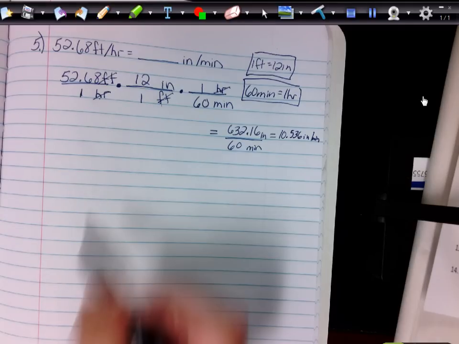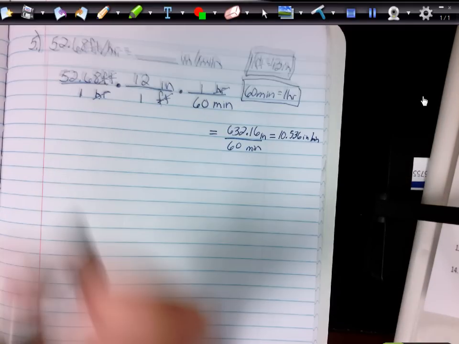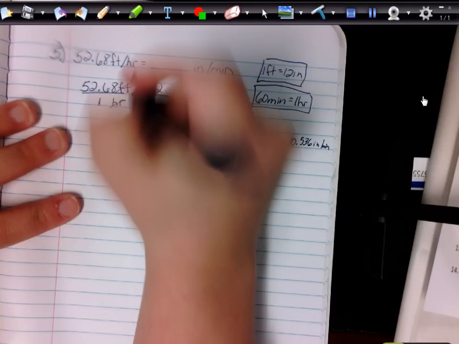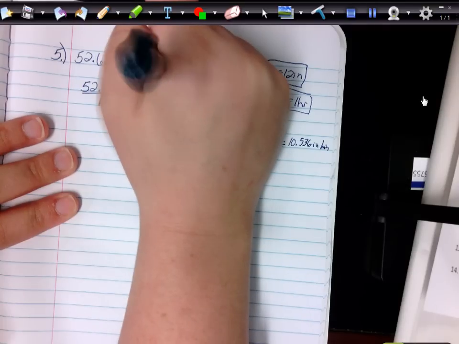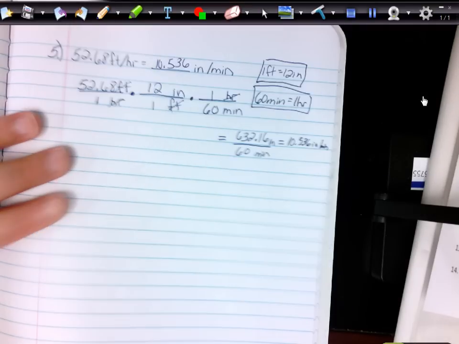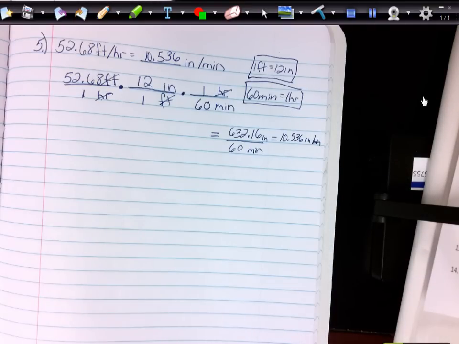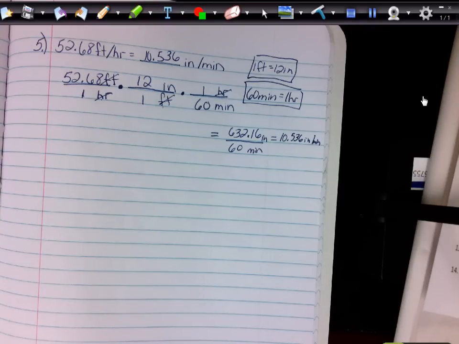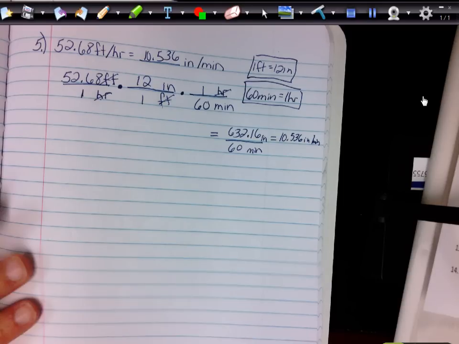We're going to go back and fill in our blank right here with our answer, which is 10.536. So 52.68 feet per hour is the same thing as 10.536 inches per minute. Please make sure you have all of that work done before you move on.